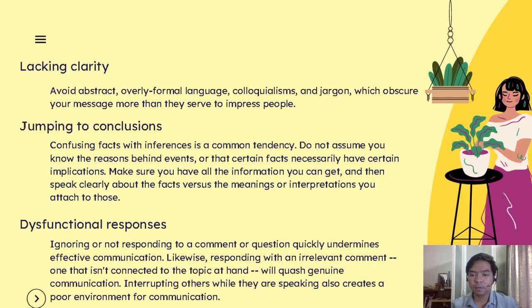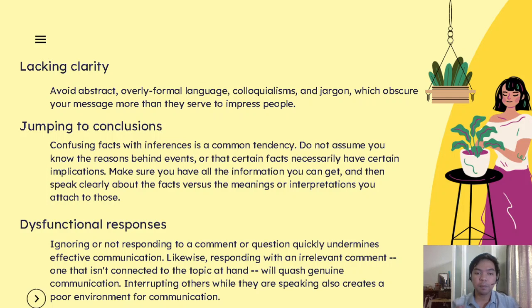Instead of makasabot na sila, dili na sila makasabot sa message that that person is trying to deliver. So instead of using these big unfamiliar words, how about using words that are familiar to everyone and that everyone can understand, to prevent any miscommunications or any misinterpretations of what you were trying to say.